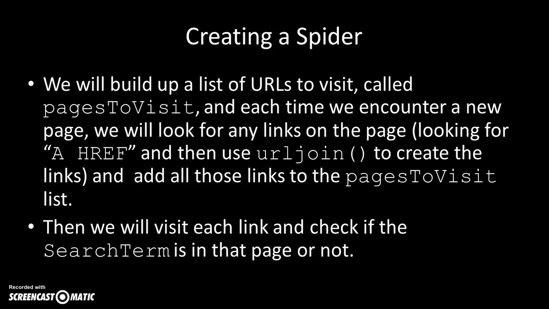So we build a list of URLs we want to visit. We're going to call that pages to visit. And each time we encounter a new page, we'll look for any links on that page, and then we'll use URL join to create the names that we can use URL open to open. Each time we go to a page, we can check if that search term that we're looking for is there or not.